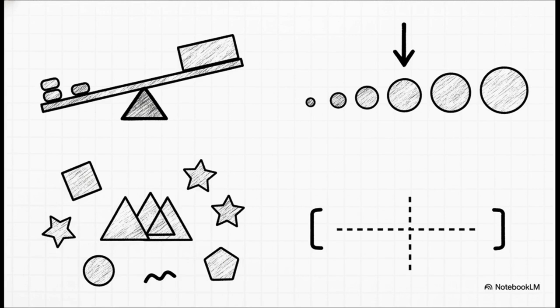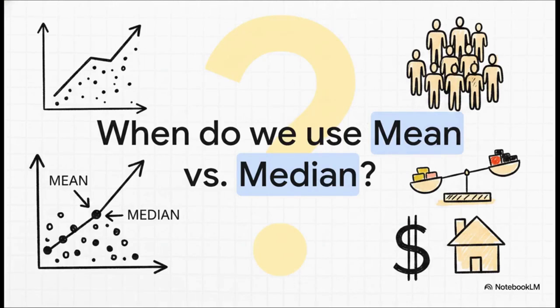But listen, the real trick to passing your exam isn't just knowing the formulas, it's knowing which one of these to actually trust when you're analyzing real messy data. So when do we use mean versus median? This is the exact kind of conceptual question that trips students up the first time around. If you have a data set, how do you know if the mean or the median is going to give you a more honest picture of the center?